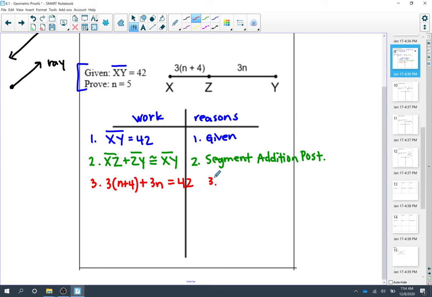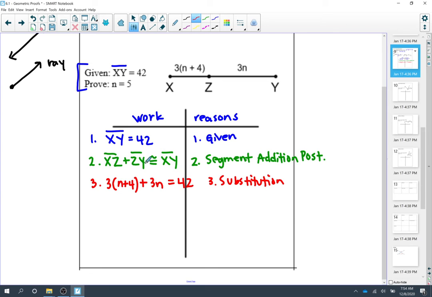What did I just do there? I went from all of these letters on my segment, which is my segment addition postulate, to all these variables. Well, that is substitution. I know that xz is represented by this, so I can substitute it in for xz. I know that 3n is being represented by zy, so I can just substitute it in. And I know that xy is 42, so I can substitute it in.